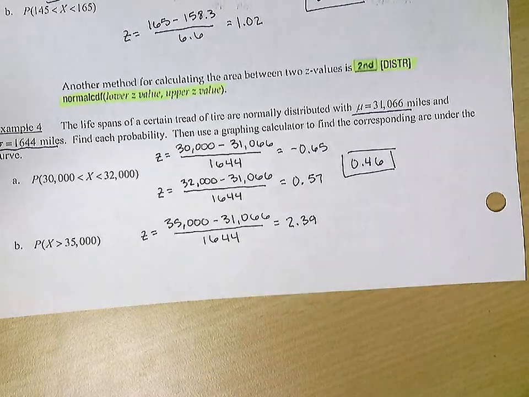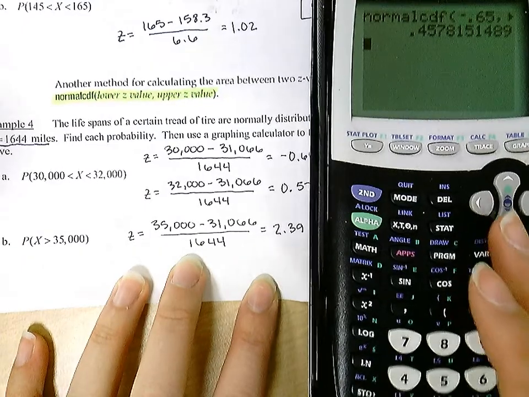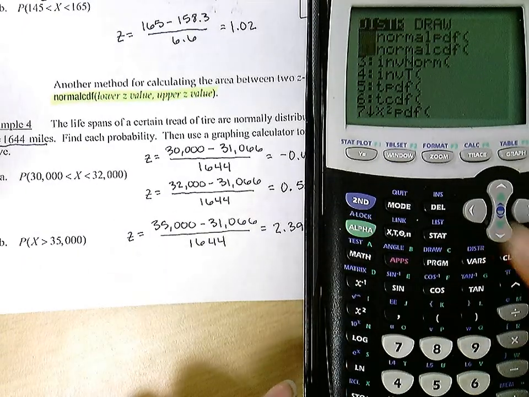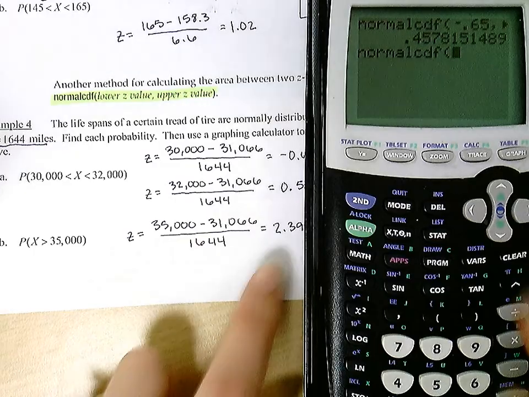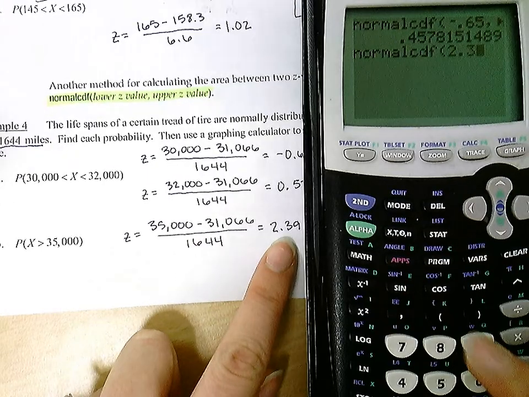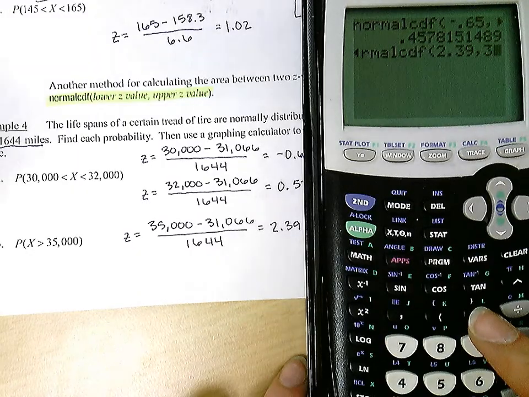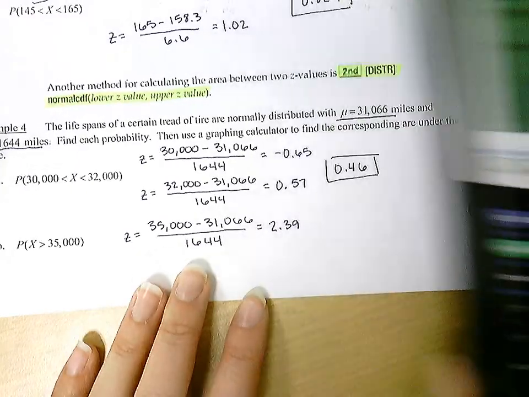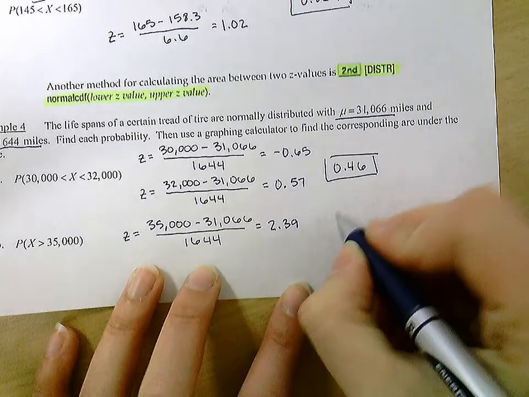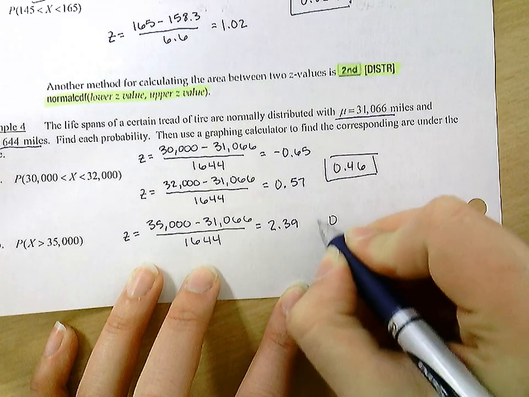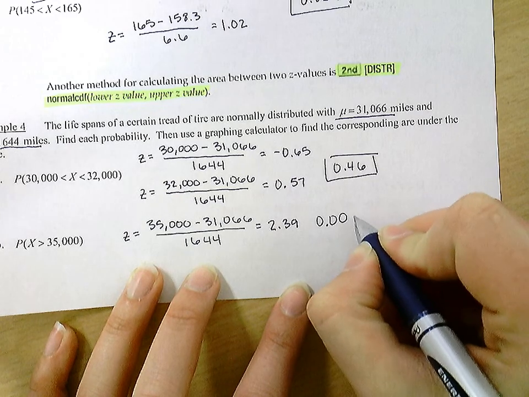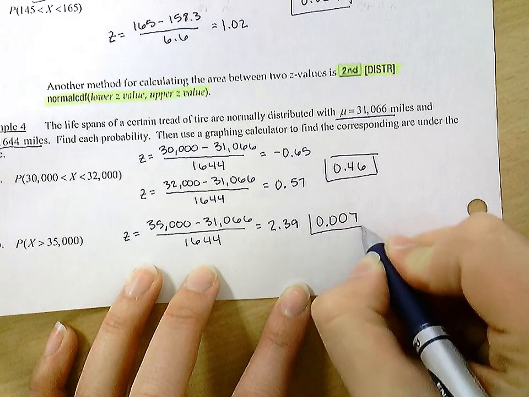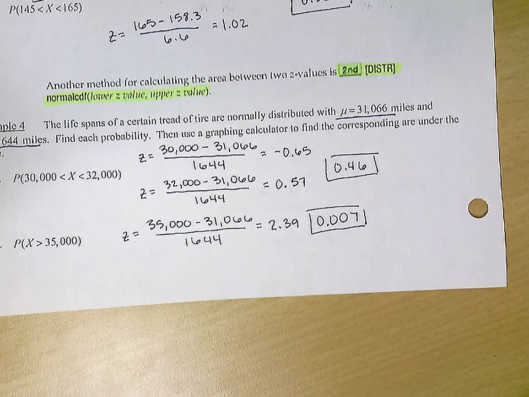3. Good. So when I enter this into my calculator, again, second distribution down to normal CDF, we first enter the 2.39, and then we want 3 as our upper. Okay? So I get 0.007 as my probability. So that's like 0.7%. Okay, does that make sense?